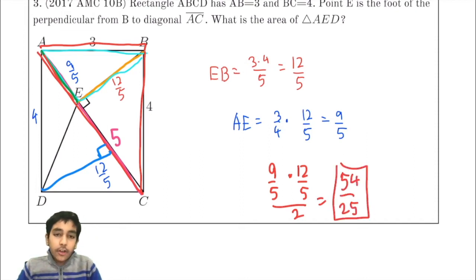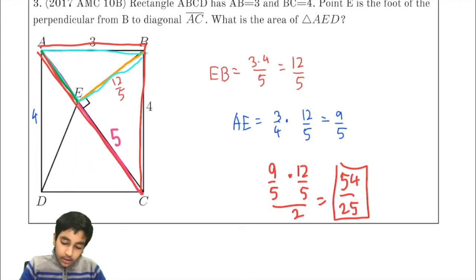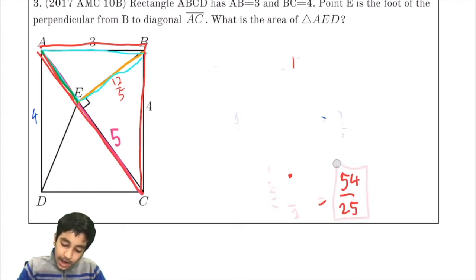And like I said earlier, there's also another way besides 1/2 base times height. Another way, which uses trigonometry and which I Do Math mentioned in the comment section, is that you can also use the 1/2 sine area formula. So we can actually notice that in order to calculate the area of AED, we can use the 1/2 sine area formula.